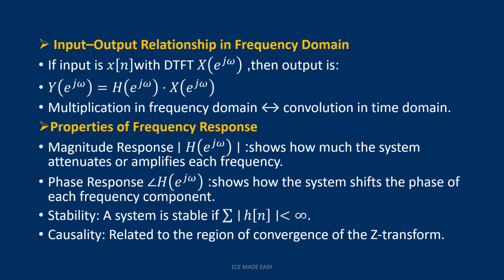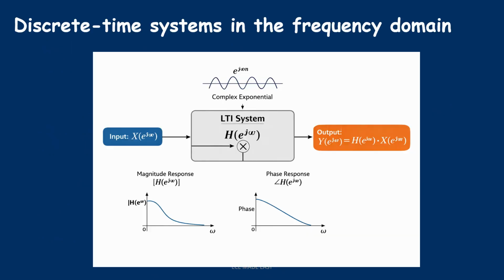Coming to stability, a system can be checked for stability if summation n equal to minus infinity to infinity mod of h of n is less than infinity. That is, if the impulse response is absolutely summable, the system is stable. Similarly, causality is related to the region of convergence of the Z transform. Here, if I consider any LTI system as shown in this block, H of e to the power j omega is the frequency response of the LTI system, which is the Fourier transform or Z transform of h of n.